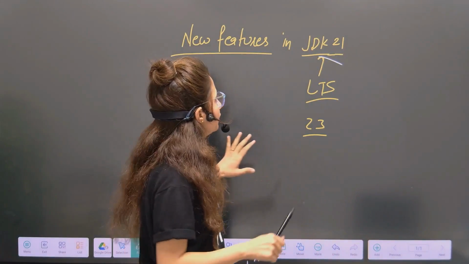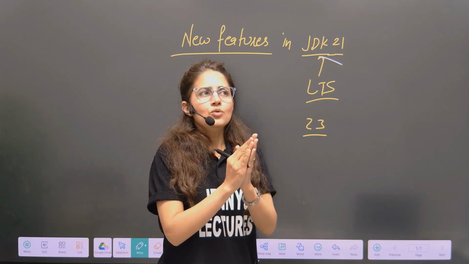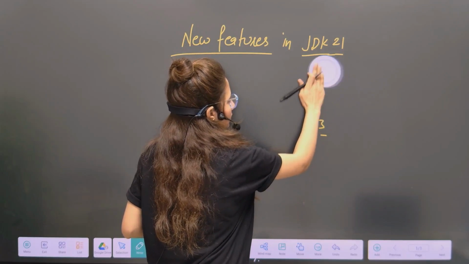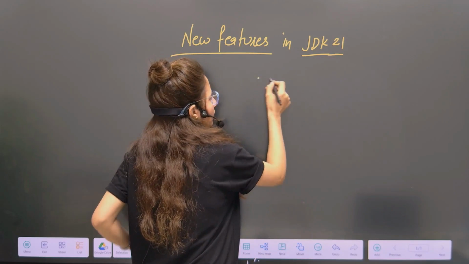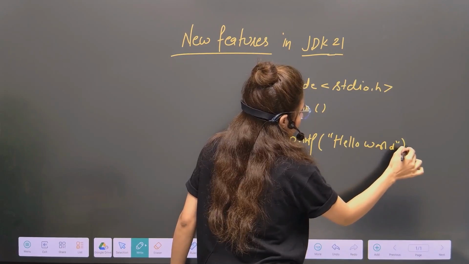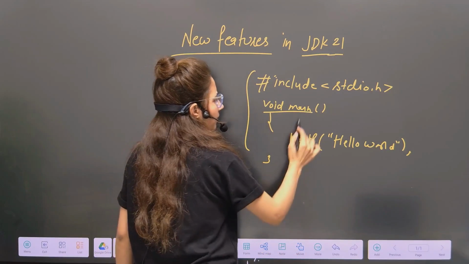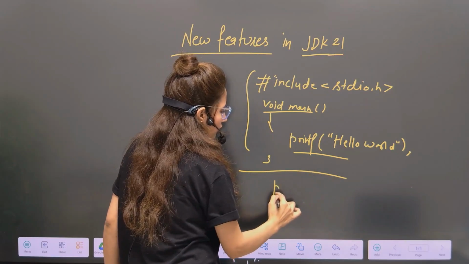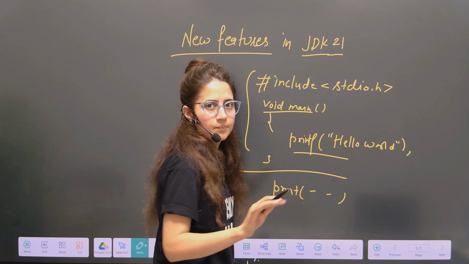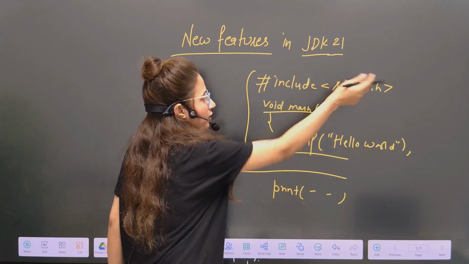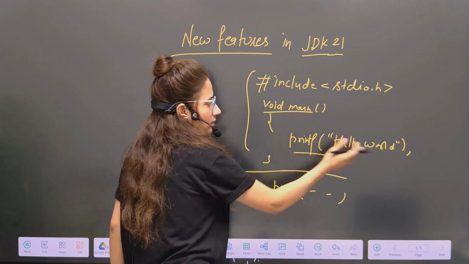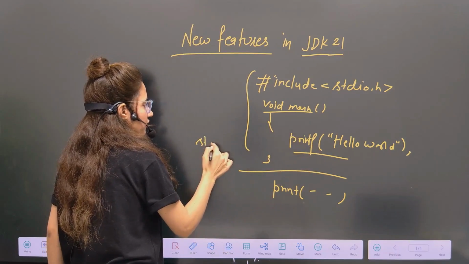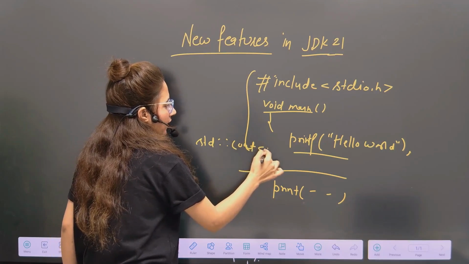Now let's see what are the new features in JDK 21. Whenever you learn any new programming language, what is the first program you write? We print hello world, right? So in C, how do you write it? We just have that hash include, and then void main and printf hello world. In Python, it's even simpler: you just write print and hello world. That's it. In C++ also, hash include iostream, and here you write cout and hello world, right? There you have to include that namespace as well, so you can write std colon colon cout and then hello world.